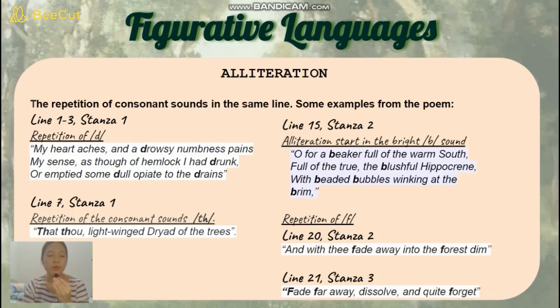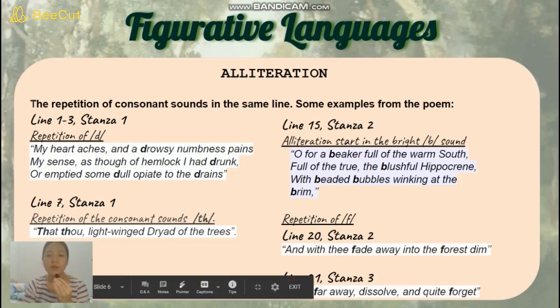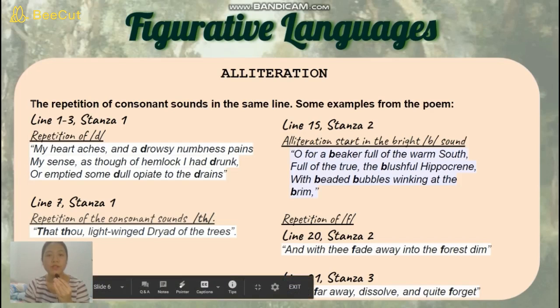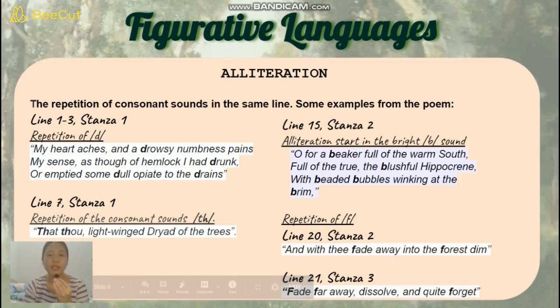First of all is from line 7, stanza 1, the repetition of the consonant sound th. Quoted, "that thou, light wind, dryad of the trees." Next would be from line 15, stanza 2, alliteration starting with the B sound. Quoted, "all for a beaker full of the warm south, full of the true, the blushful Hippocrene, with beaded bubbles winking at the brim." So here are just a few examples of alliterations that could be found in the Ode to a Nightingale poem.